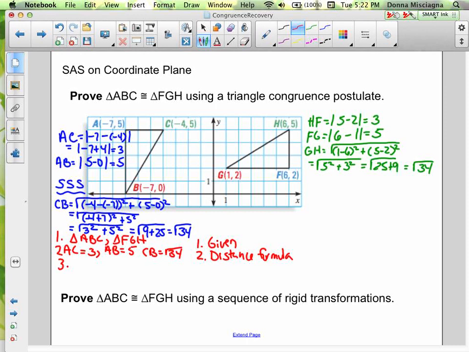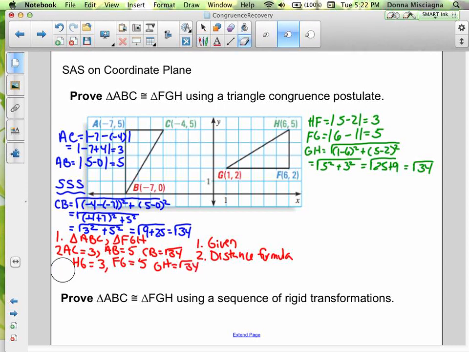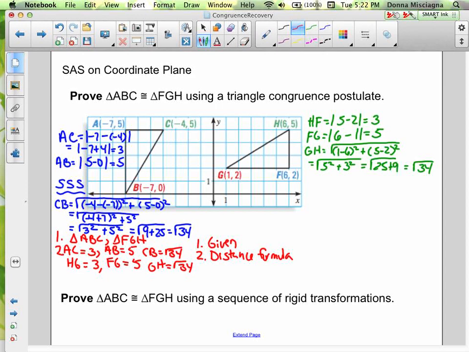And likewise, HG is equal to 3, and FG is equal to 5, and GH is equal to the square root of 34. And actually, if I want to make this one step, I could get rid of the 3, and we'll just call that one step because it's got the exact same reason. We got that using the distance formula.